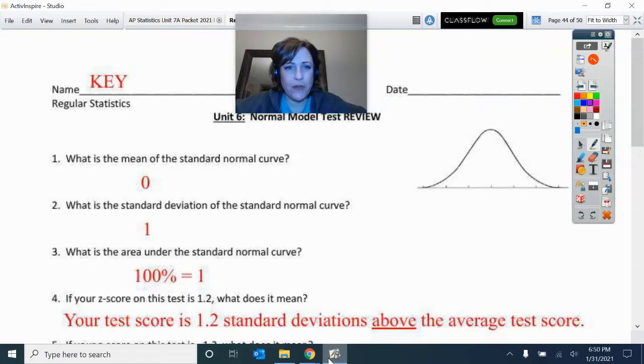All right, let's go over this review. We're going to do it in parts. So let's get started. Our first part is just some basic information about the standard normal model.